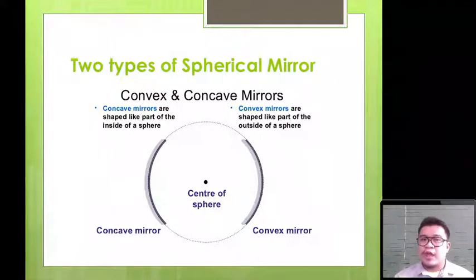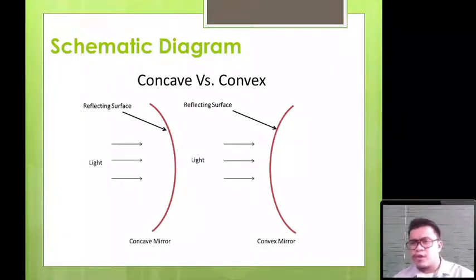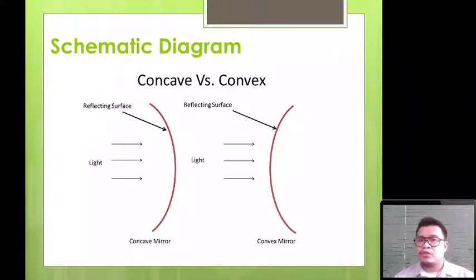So let's show a schematic diagram. Here is a distinction between a concave and convex mirror. Let's look at them, and you can see that the reflecting surface affects how light rays will behave when they bounce back to the source. Let's talk more about how we can describe the image formations in spherical mirrors.